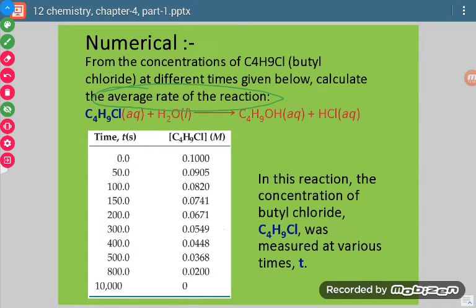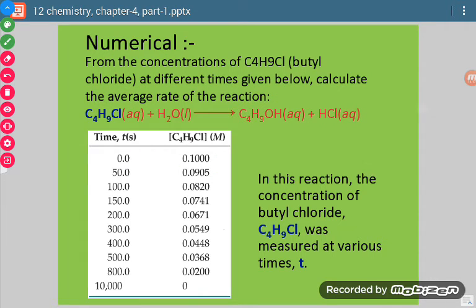Now you know the formula. When we have to calculate the average rate, what will we do? We will take the difference in time. If I am taking the first two readings, then the difference in time will be 50 and the difference in concentration will be 0.1000 minus 0.0905. That will be the change in concentration, which we can write as delta x, and this is delta t. So delta x by delta t will give us the average rate.